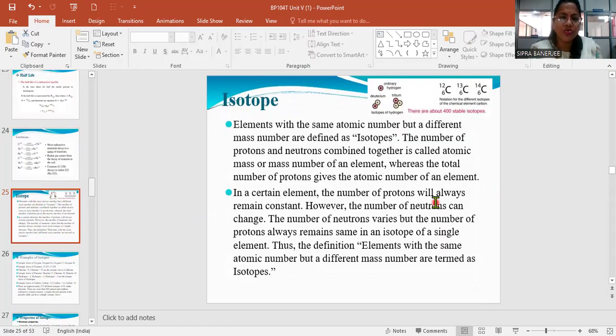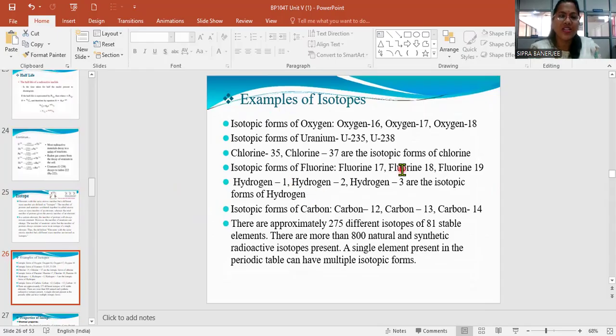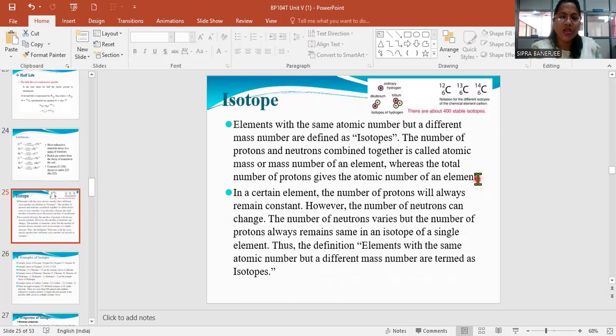Now, isotopes, which you know very well, are atoms with different mass numbers but the same atomic number. The number of protons and neutrons combined together is called the mass number, where the total number of protons is the atomic number of an element. So, if some atoms have the same atomic number, they are known as isotopes. Example of isotopes: oxygen 16, 17, 18. They have the same proton number but different mass numbers. Okay. So, same atomic number but different mass number is known as an isotope.